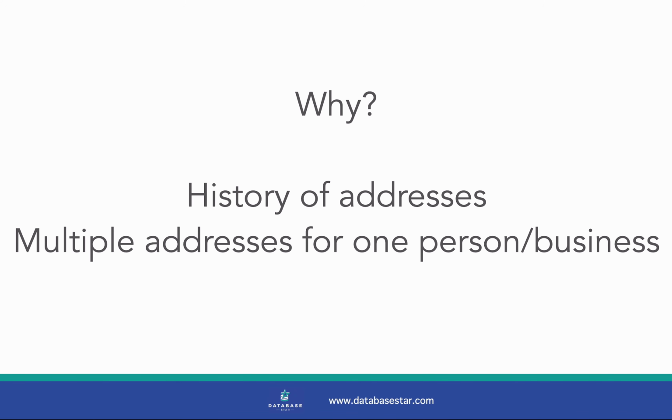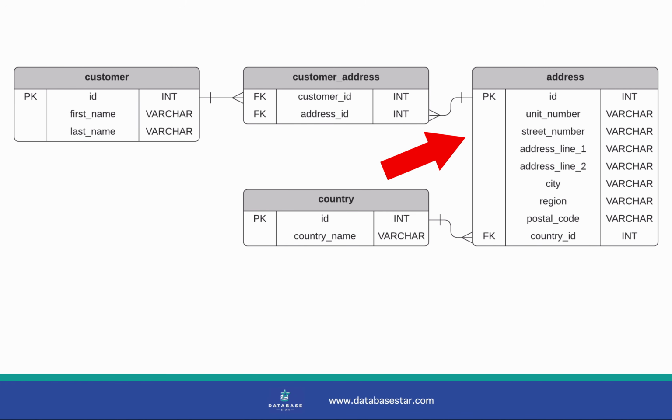We can see a person's address or business address change over time. This can be useful to ensure old customer orders or other records are still valid. It also allows us to store multiple addresses for one person or business. A business may have a mailing address, a physical address, and other addresses. Having the address in a separate table allows for this. Let's check out the design for this. Here's what our design may look like.